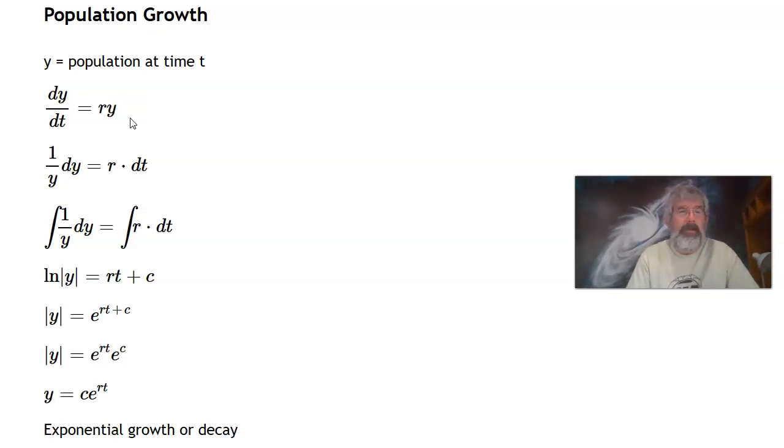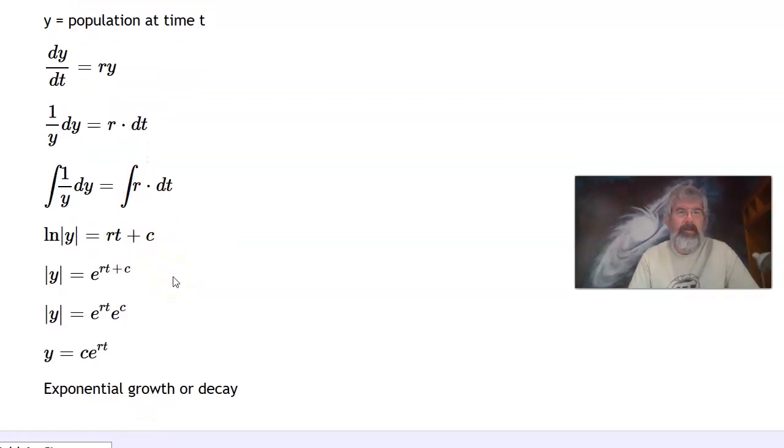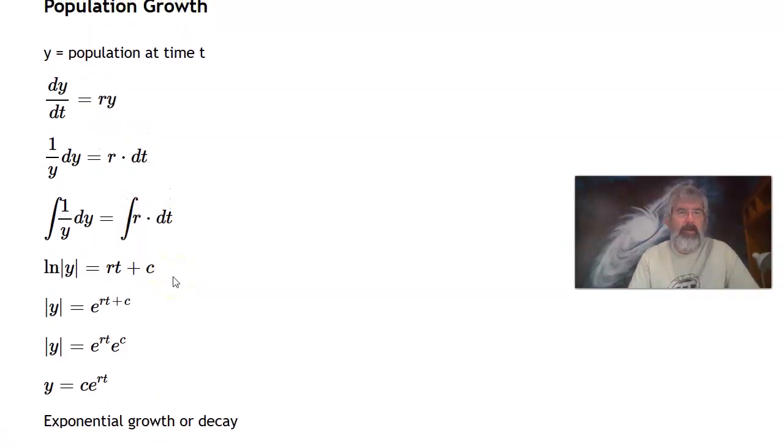I will solve it in a separable format. So I'm going to divide both sides by y, multiply by dt. The integral on this side is the natural log of the absolute value of y. The integral on the right-hand side is r times t plus a constant. Solving now for y, exponentiate both sides. This thing right here, e to the rt plus c, is e to the rt times e to the c.